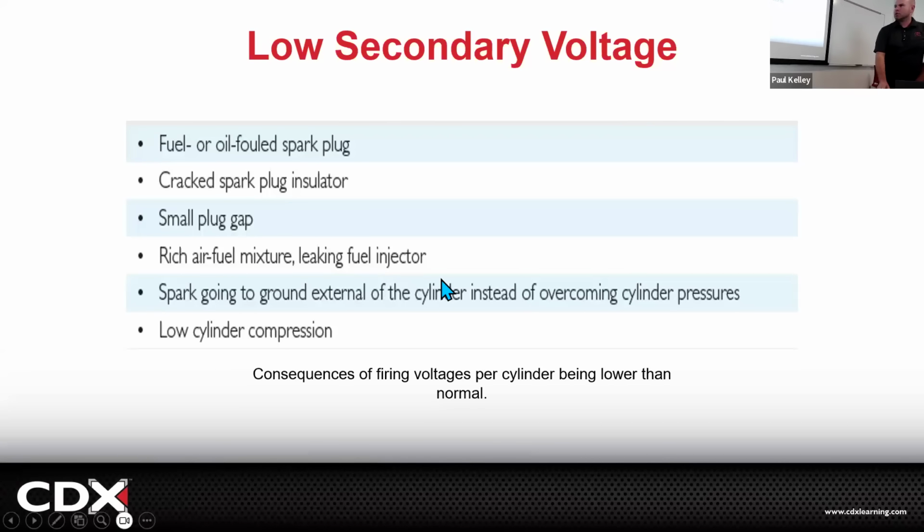What do you think we mean here? Spark going to ground external of the cylinder. What do you think that means? It's arcing to ground, but where? So it didn't even make it to the cylinder. It didn't even try to jump the spark plug. It's just like, oh, I got ground right here in the valve cover. Zap, zap, zap. That would be low. That would be one of your cylinders would be low. Make sense?